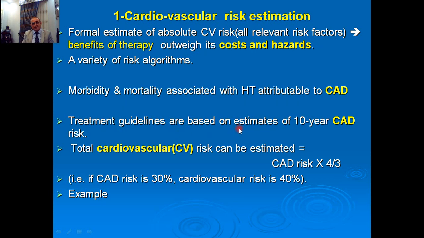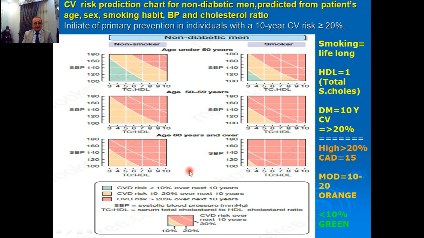Treatment guidelines are based on an estimate of 10-year coronary artery disease risk. I will show my patient that within 10 years, he's likely to develop coronary artery disease: 10%, 15, 20, 30. From that, I can also tell the cardiovascular risk, including CVA and others, by multiplying the coronary artery risk, for example 10, by 4 over 3. If after estimation the patient has a coronary artery disease risk of 30%, then the cardiovascular risk is 40. And I'll give you an example.